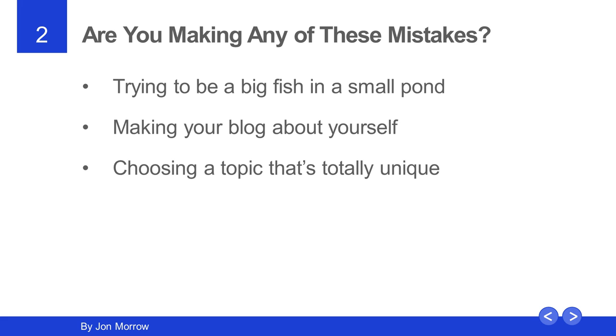Okay? The third is choosing a topic that's totally unique. And this is similar to the first one. Okay? And we're going to go through this and why this is a mistake. But the basic idea is, if you're the only one blogging about a topic, whether it's small, big, whatever, that is an enormous problem because there's no one around to link to you. Traffic doesn't come from nowhere. Someone has to send it to you. Okay? And everything starts with links. If there's no one else blogging about the same topic, it's almost impossible to get links. It's not impossible, but it's 500 times more difficult.